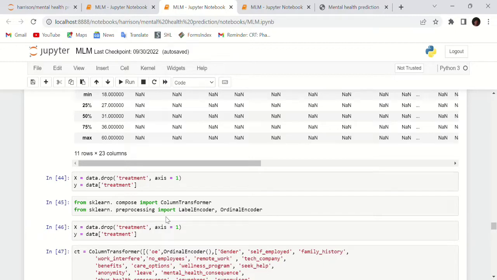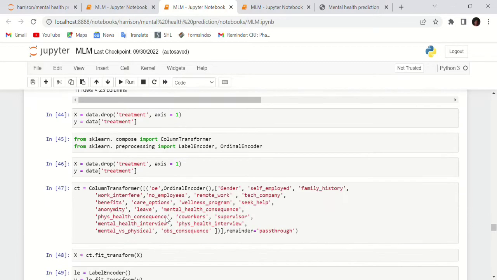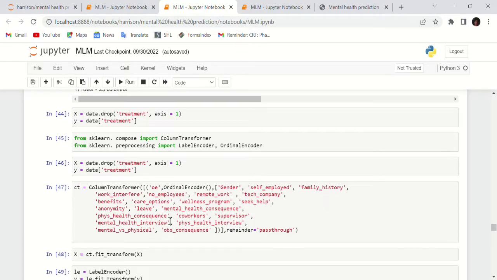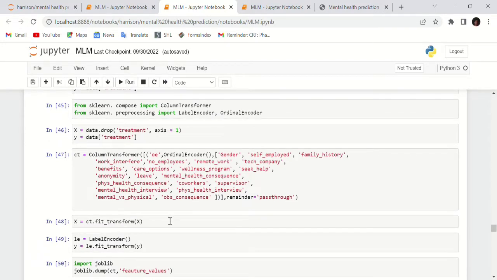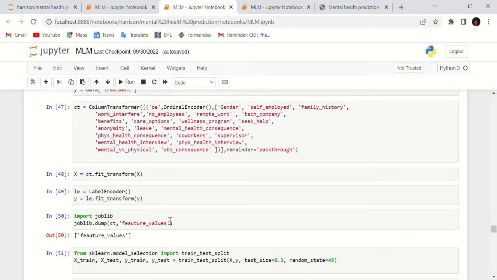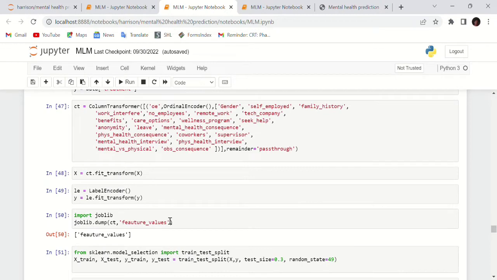The next step is to apply the respective encoding techniques on features and target. To apply ordinal encoding on our features, we will be using column transformer. We need to save the column transformer instance so that we can use it during our model deployment. After executing the above lines, CT will be saved in a file known as feature values.